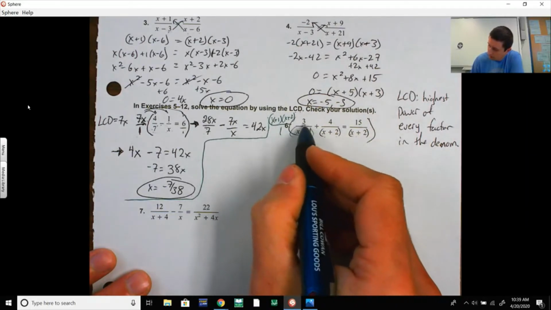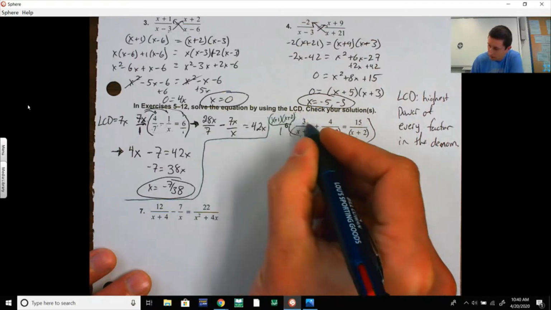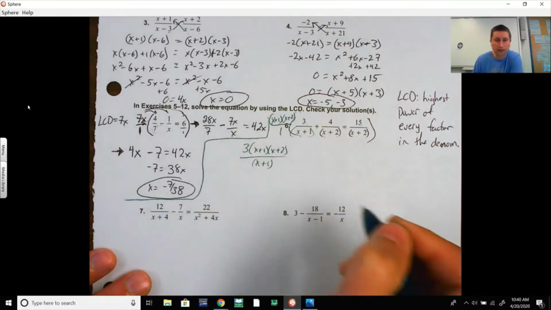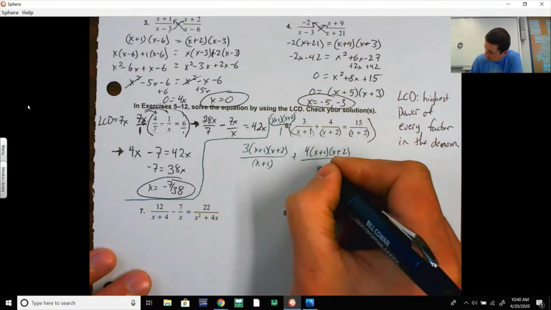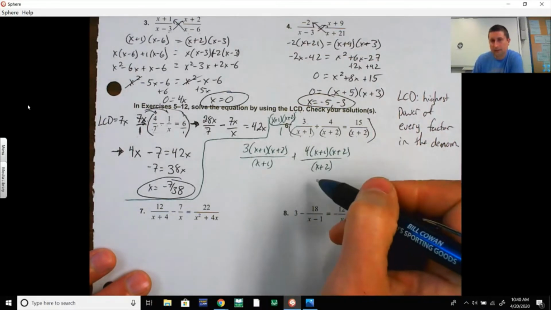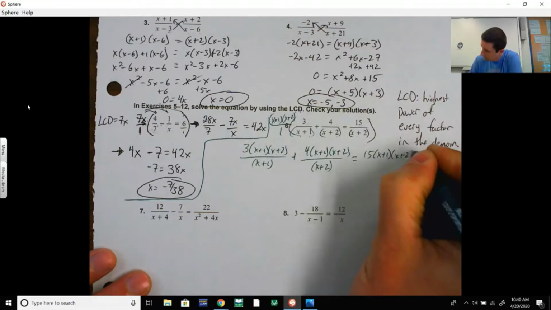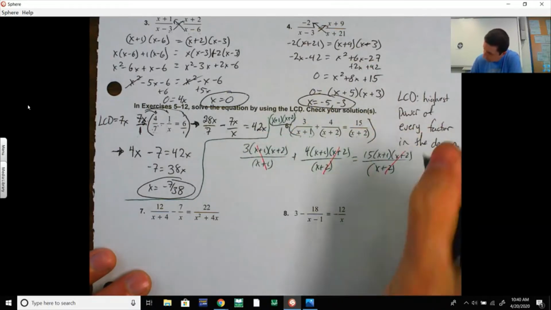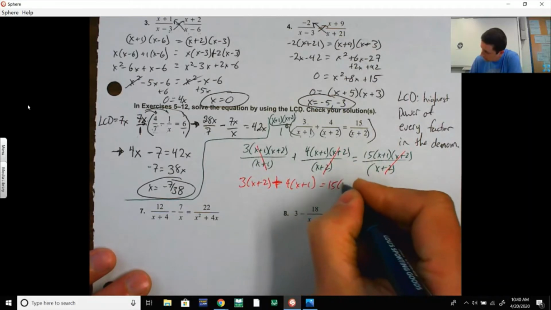So when I distribute this, it's going to go to every single top. So 3 over x plus 2 times x plus 1 times x plus 2 over x plus 1. Notice what's common, we're going to cancel that off. Plus 4 over x plus 1 times x plus 1 times x plus 2 over x plus 2. This canceling off stuff is something you can do in your head as you're working this out. And that equals 15 times x plus 1 times x plus 2 over x plus 2. This is what we're going for here, getting the denominators out of there. So I get 3 times x plus 2, plus 4 times x plus 1, equals 15 times x plus 1.